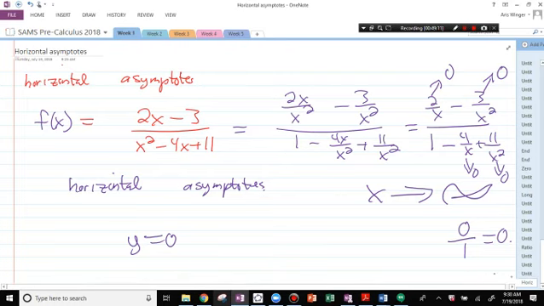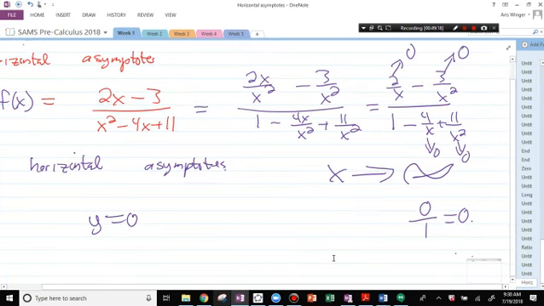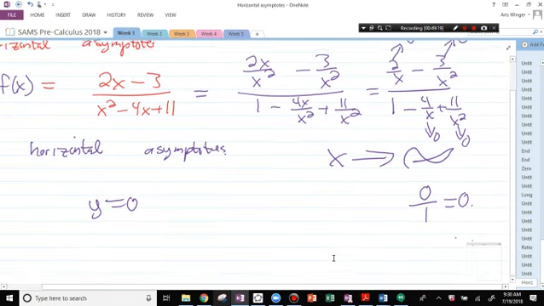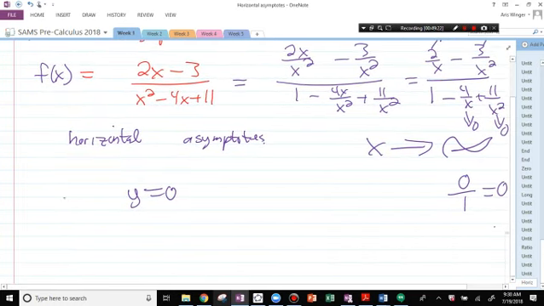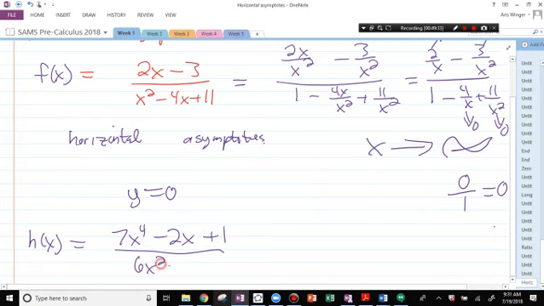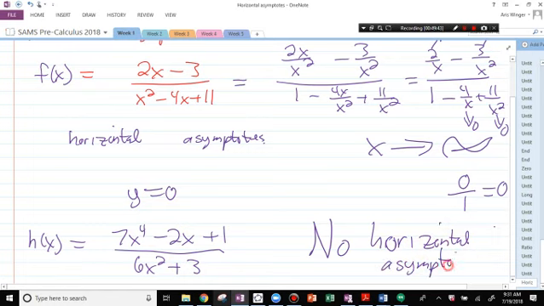And then finally, the last case is when the power is higher in the numerator. H of x is equal to 7x to the 4th minus 2x plus 1 over 6x squared plus 3. Here, there is no horizontal asymptote. You can show this in a couple of ways.